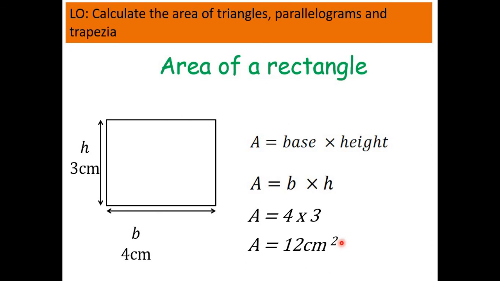That's really important because what we're doing is measuring how many centimeter squares fit inside this shape. Now what we're going to do is look at a video which will show you some more examples with measurements, and then give you some questions to have a go at and see how you get on. So let's watch that video now.